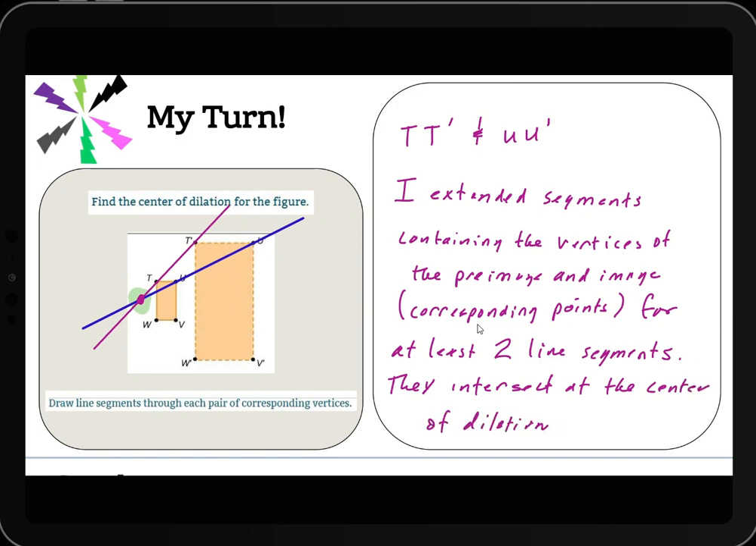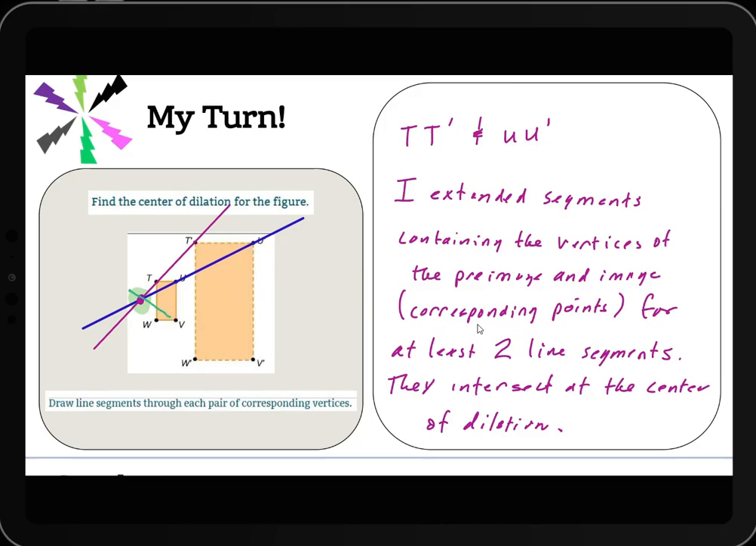So that's what I want to point out there. If you have at least 2 of them intersecting, then that intersection is the center of dilation. So that is how we can find it. Now we could draw the others as well if we wanted to. We don't have to do that.